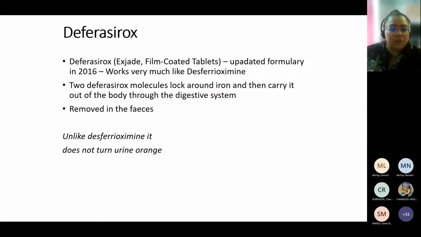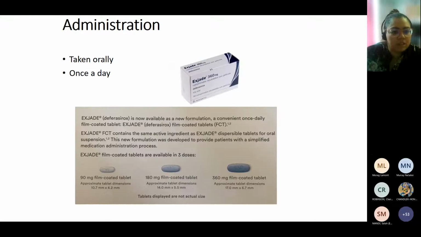Like I said, the molecules of it just lock around the iron, so it needs to bind to iron to carry it through, and you basically remove that excess iron through your stool. And it does not turn your urine orange. Desferal, if you're using it over a long period of time, will discolor your urine, and it's administered in a different way. It's a subcut infusion, or it can be IV through a port, PICC line or Hickman.